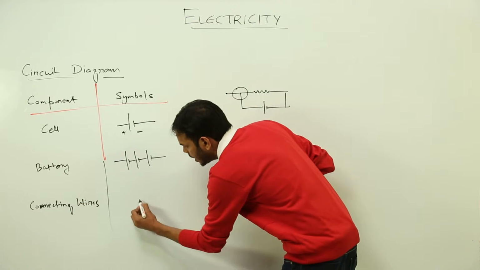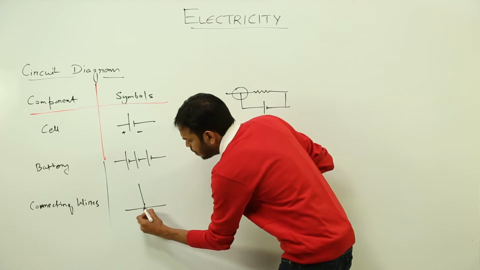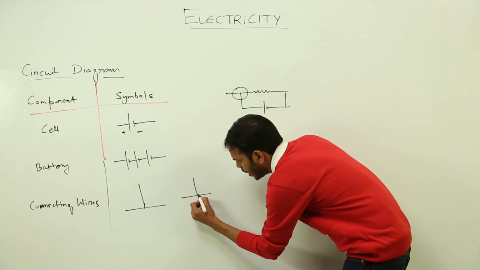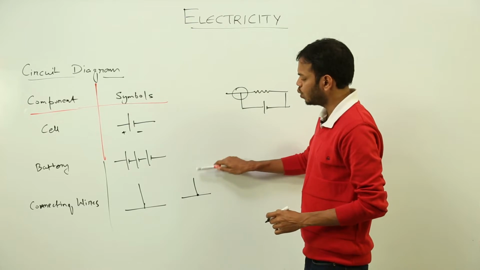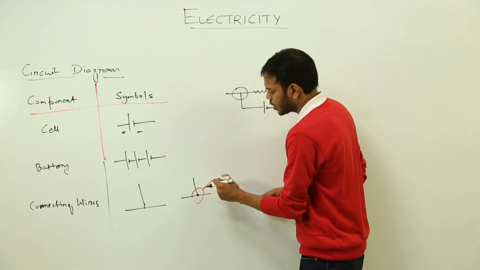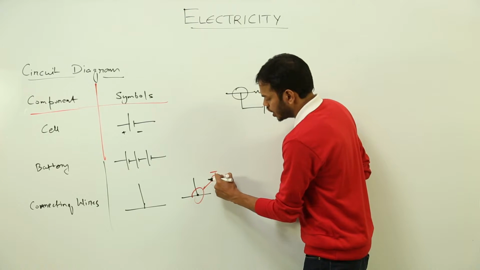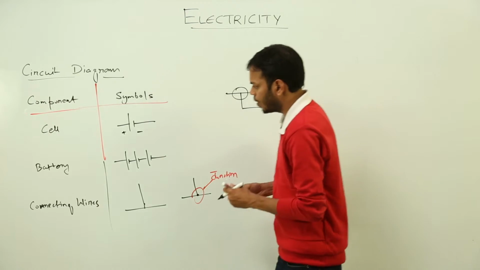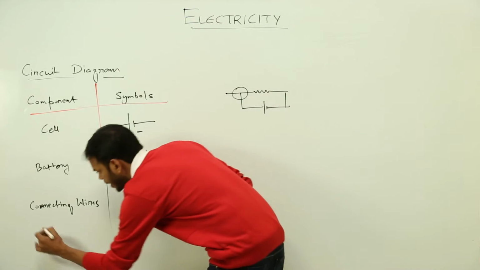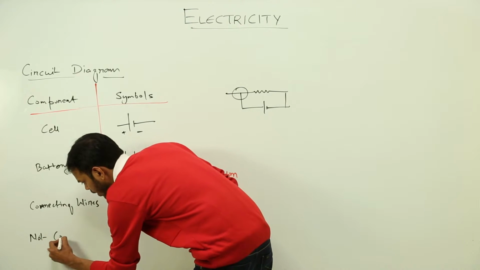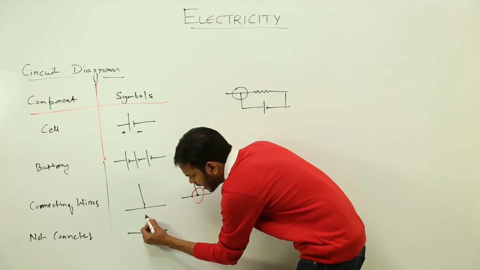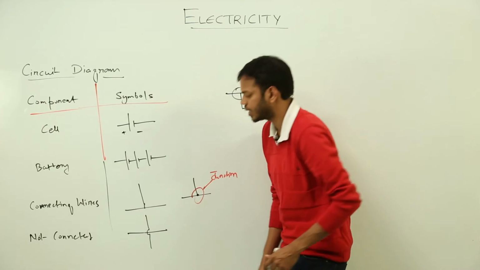Connecting wires are shown like this. In some books the same thing is shown like this as well, with a dot over here. That means these two wires are connected and this part is called a junction. Now if I want to draw the same two wires but they are not connected, then you have to show it like this: a wire, and the second wire goes around. This is how we have to draw it.